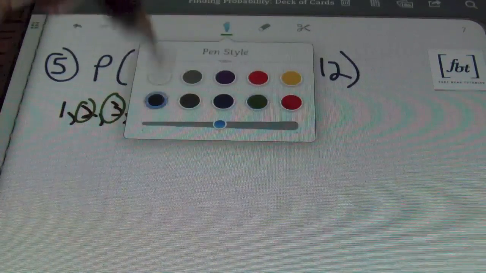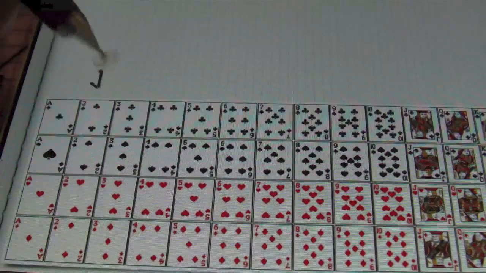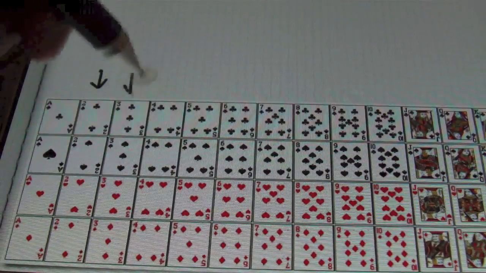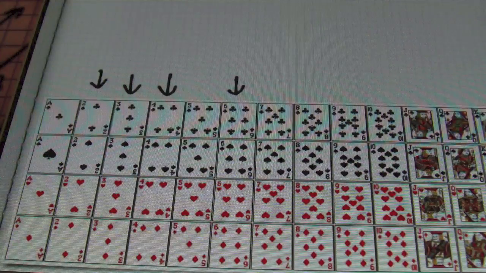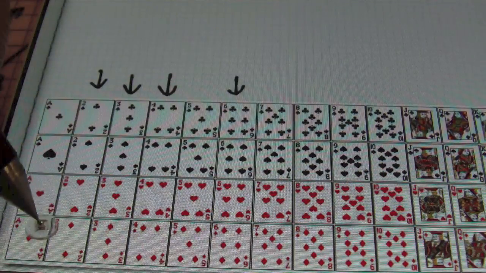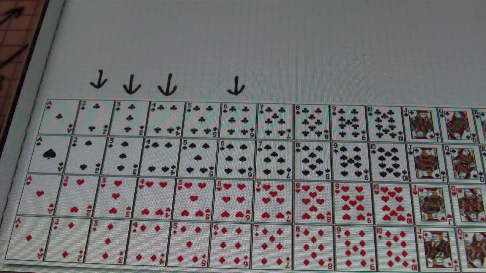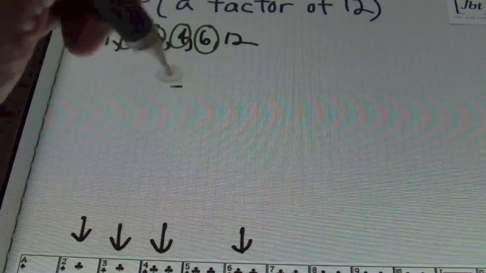All right, so let me show this down here in my deck of cards. I'm showing that I'll need a 2. That's a factor of 12. 3 is a factor of 12. 4 is a factor of 12. And 6 is a factor of 12 that we can find in the deck of cards. Remember, each of these choices here will be multiplied by 4 because you have 4 suits with that exact same number in it, okay? So setting up what I want divided by the total.